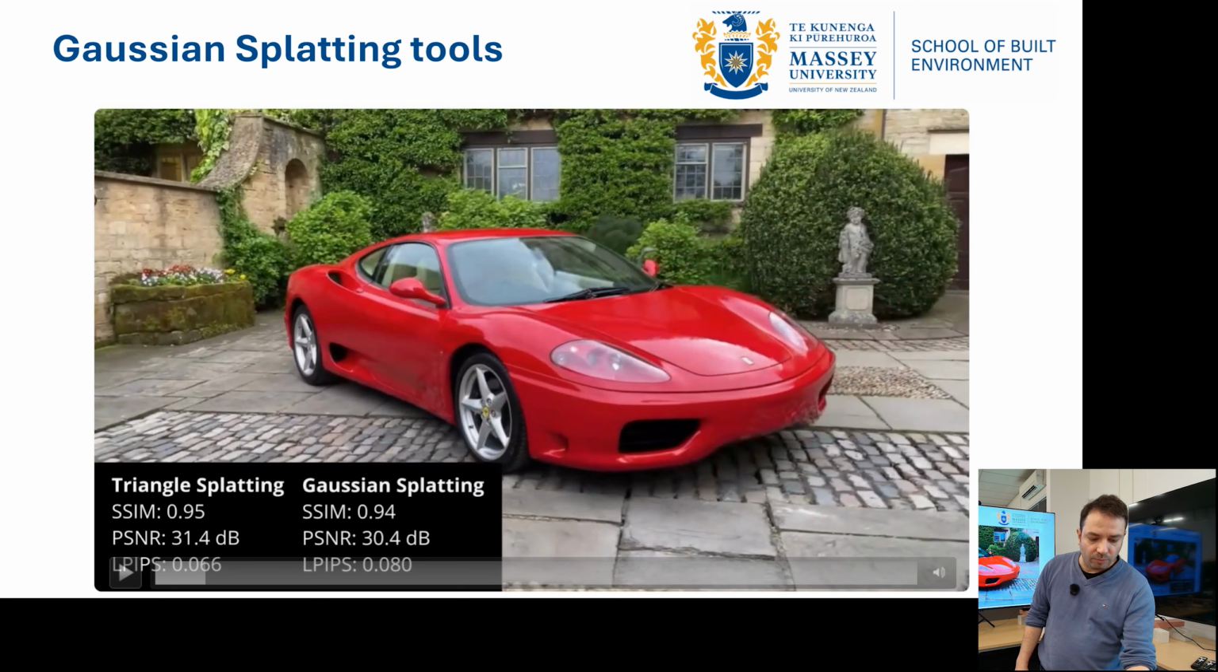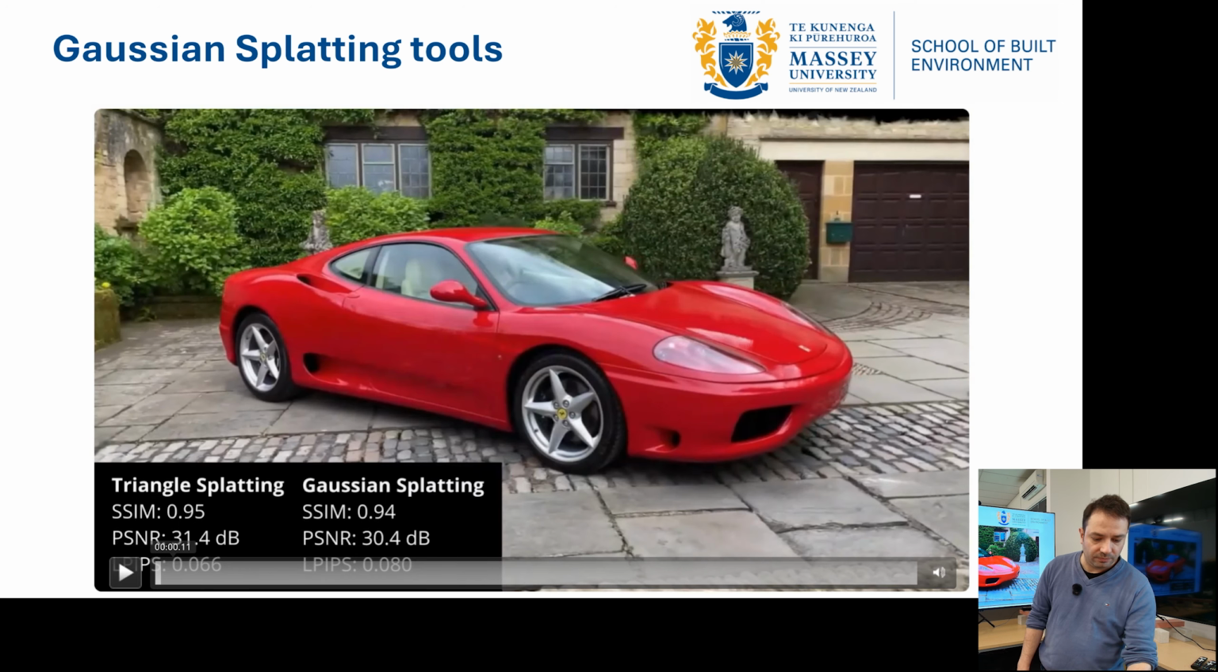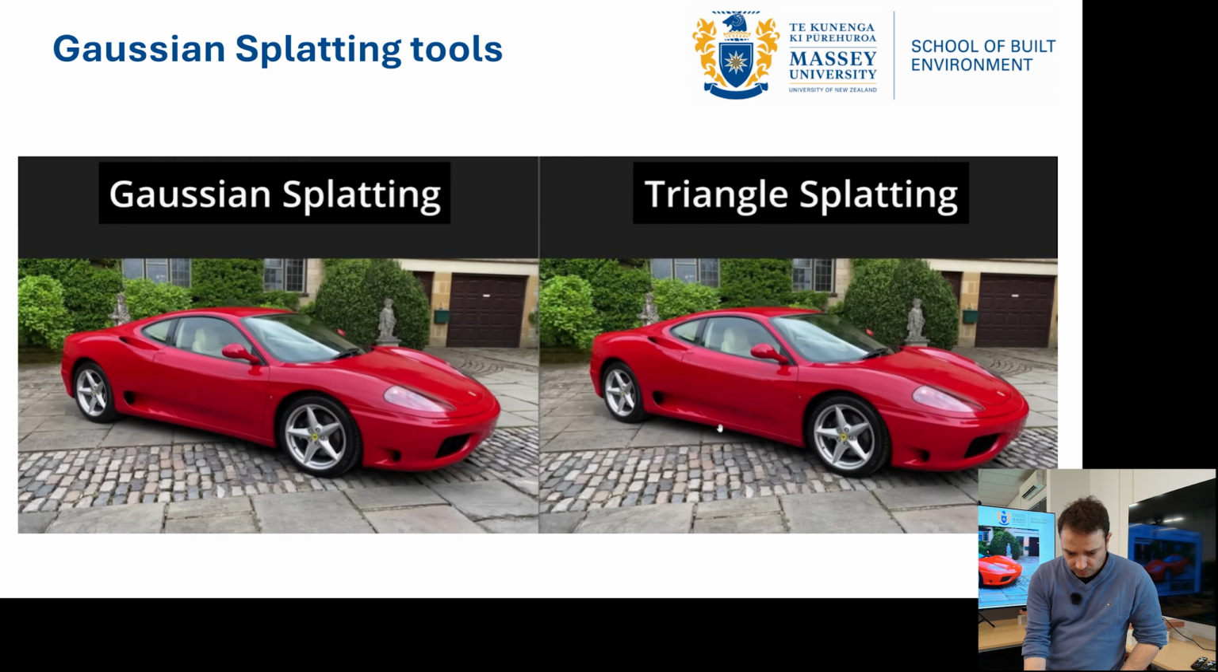I bet that when you were at the beginning of this video, you wouldn't have been capable of telling this wasn't a video, but it was a 3D model. And this is the difference between Gaussian and triangular splatting. If you're asking yourself, I don't see much difference, that means that probably they are equivalent.